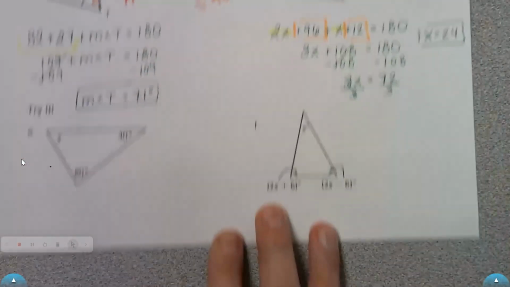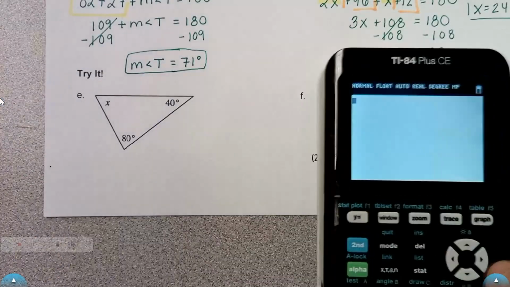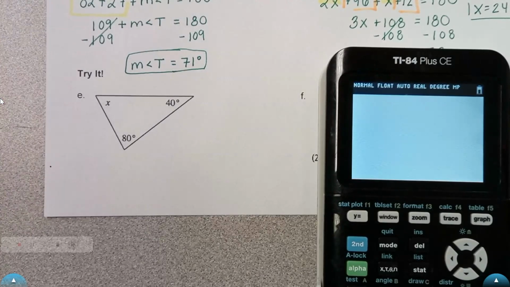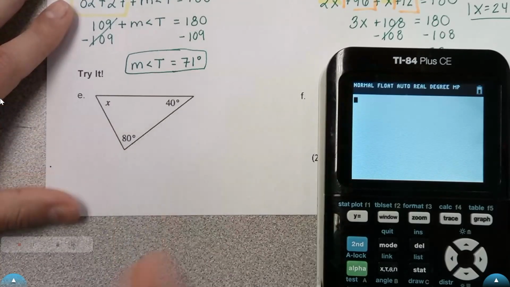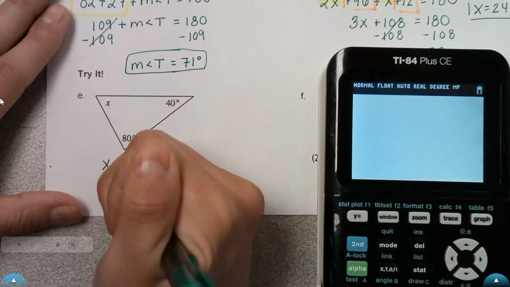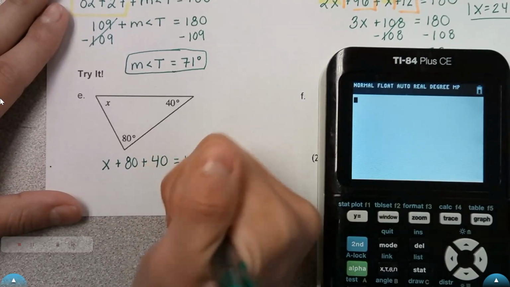Okay, let's look at the ones at the bottom. It says try it, but I'll do them with you just so that we get the extra practice. So I have three angles. For two of them I have numbers, for one of them I have a variable. So I know when I add those three together, it equals 180 degrees. So x plus 80 plus 40 equals 180.